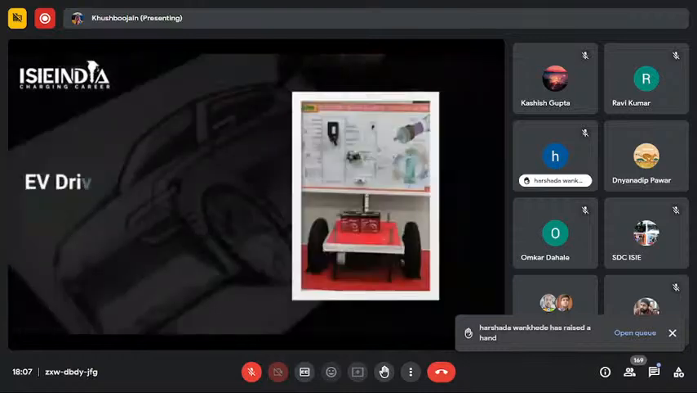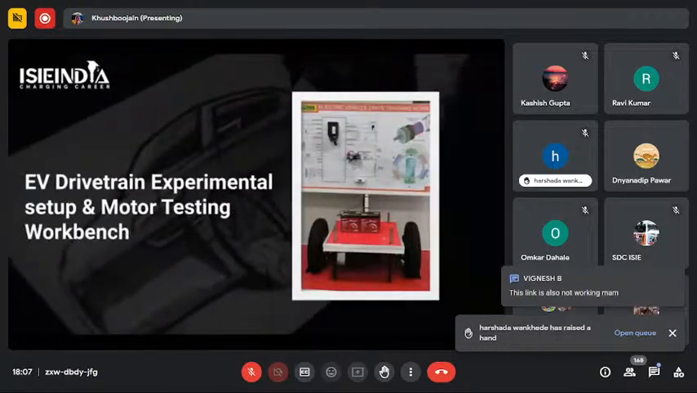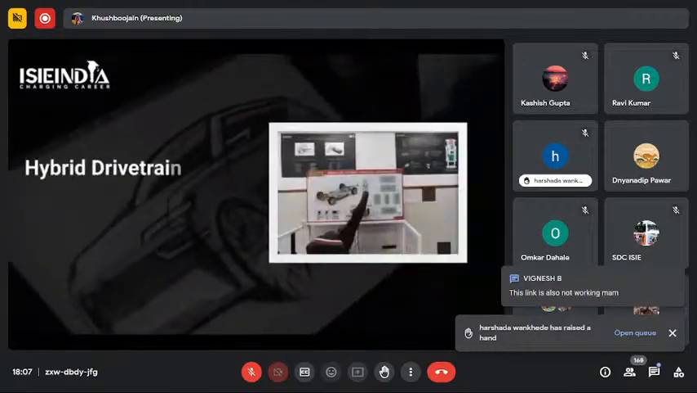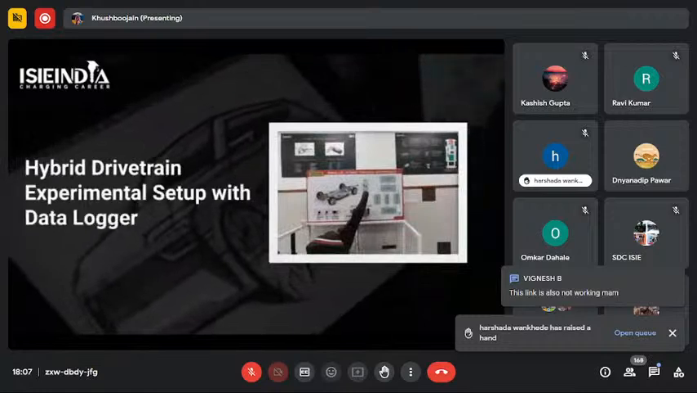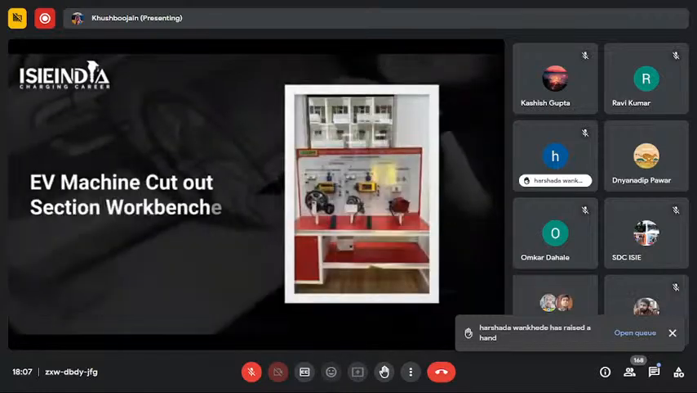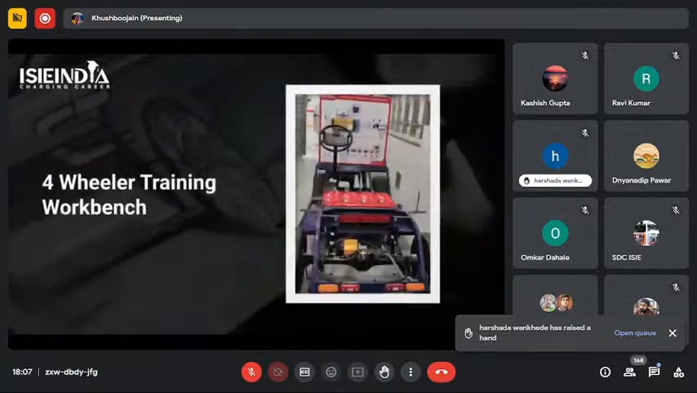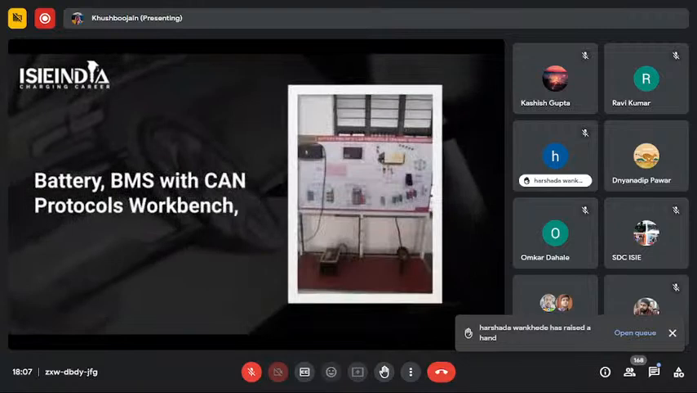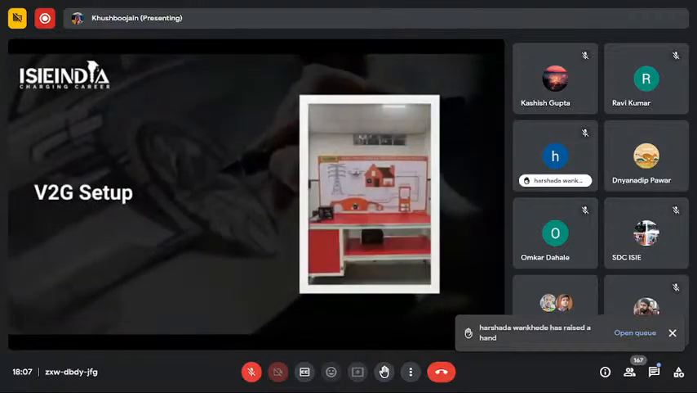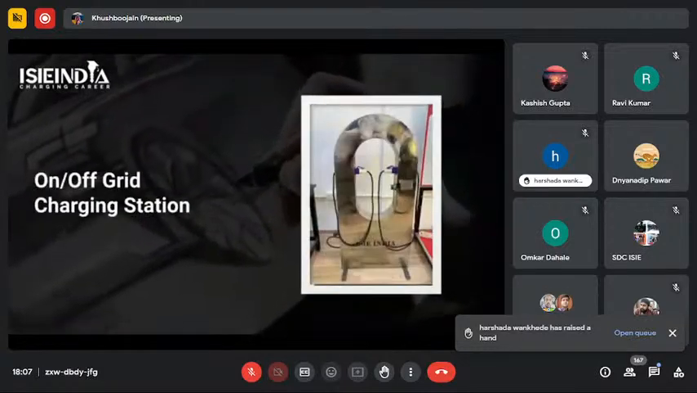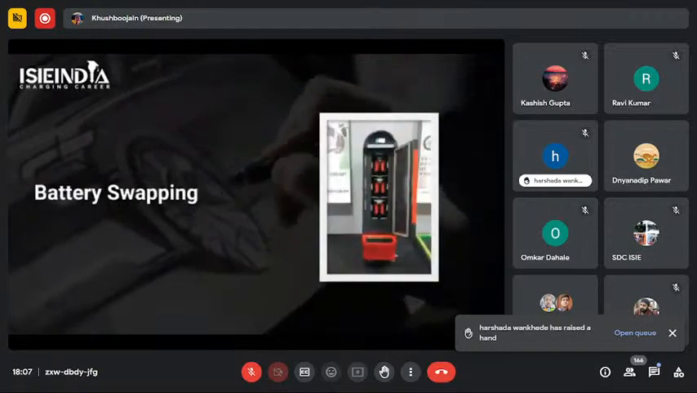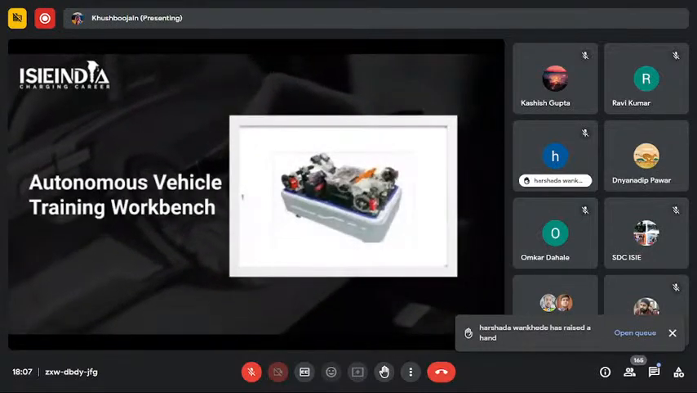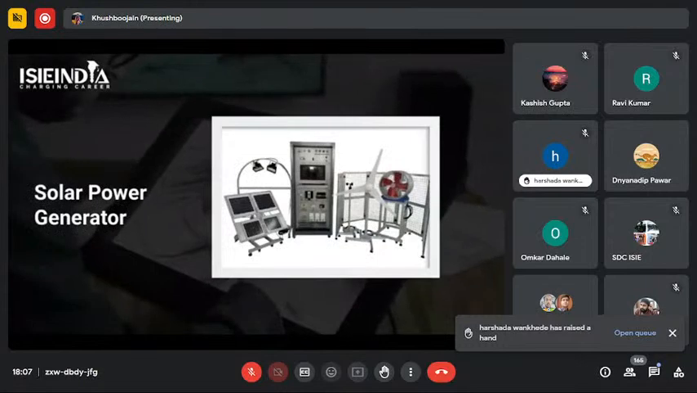A few of them include EV drivetrain experimental setup and motor testing workbench, hybrid drivetrain experimental setup with data logger, EV machine cutout section workbench, 2-wheeler, 3-wheeler, 4-wheeler training workbench, battery load capacity testing, battery BMS with CAN protocol workbench, V2G setup, on or off grid charging station, battery swapping, autonomous vehicle training workbench, solar power generator and software solutions, and many more.